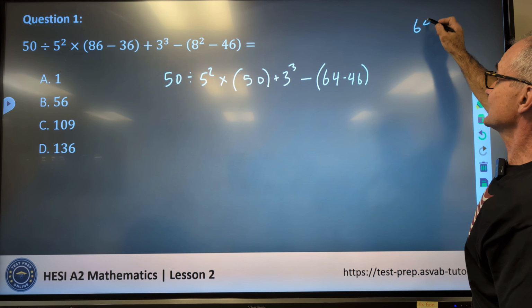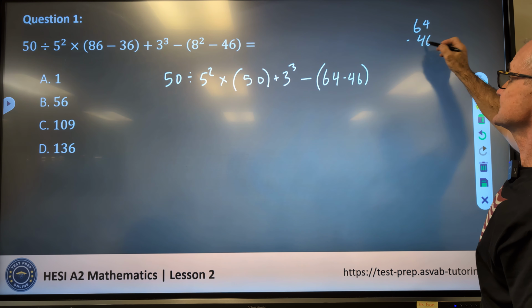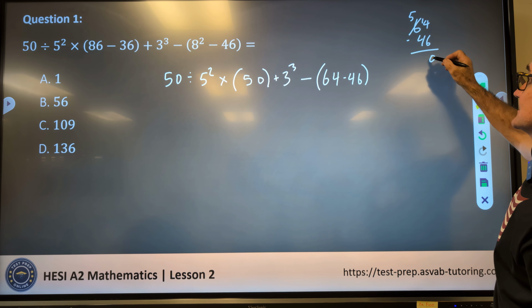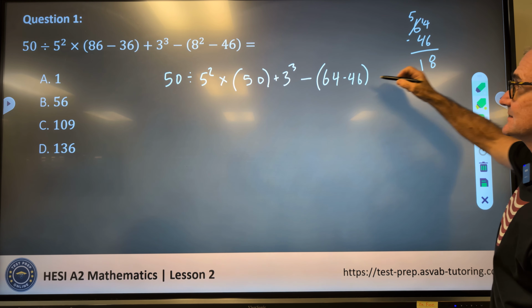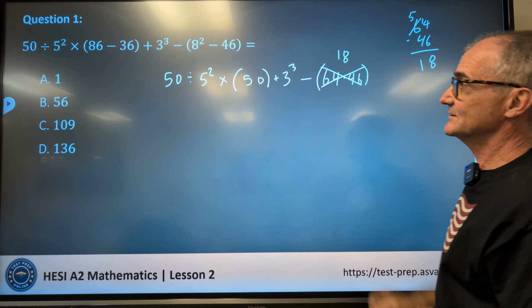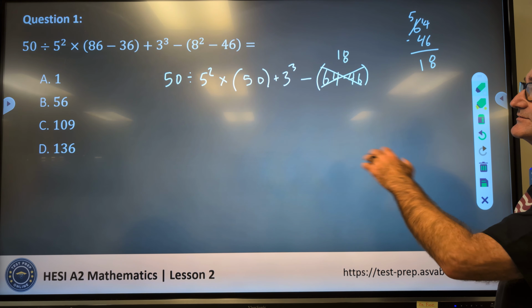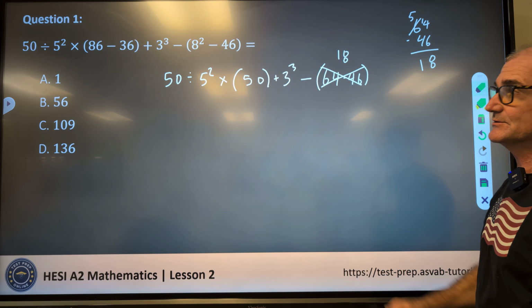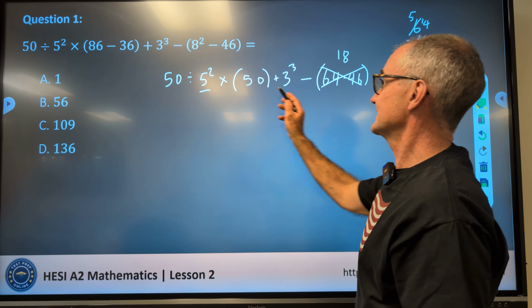Or I could do it this way, 64 minus 46. Borrow from the 6, that gives me 14. 5 minus 4 is 1, so this is 18. So I've done the parentheses. Now that I've done the parentheses, I am next going to do the exponents. So that's going to be that and that.